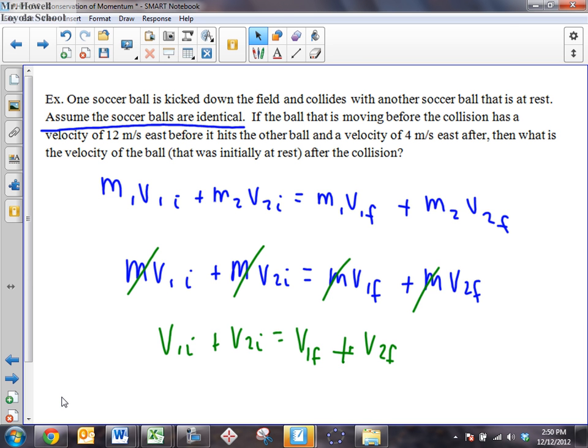All right. We know the ball that's moving before the collision has a velocity of 12 east. It's 3 meters per second.